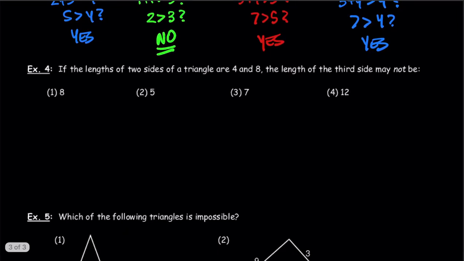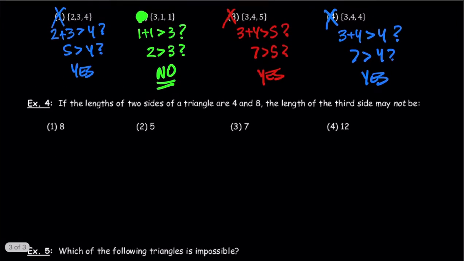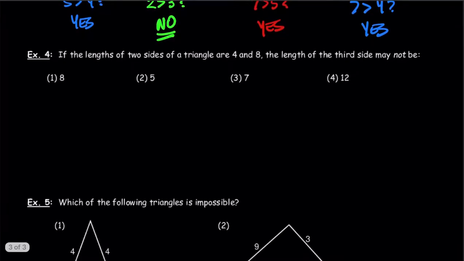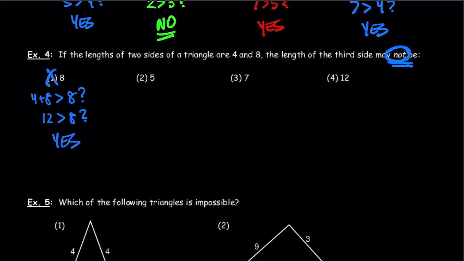So this example is similar, except it gives us the two sides and a possible third side. So it says here, if the lengths of two sides of a triangle are 4 and 8, the length of the third side may not be. So again, there's that important word, not. You want the one that's going to be false. We're given 4 and 8, so we mix in another 8. Put them in order. Is 4 plus 8 greater than 8? Is 12 greater than 8? Yes. This is a true. We want the false.